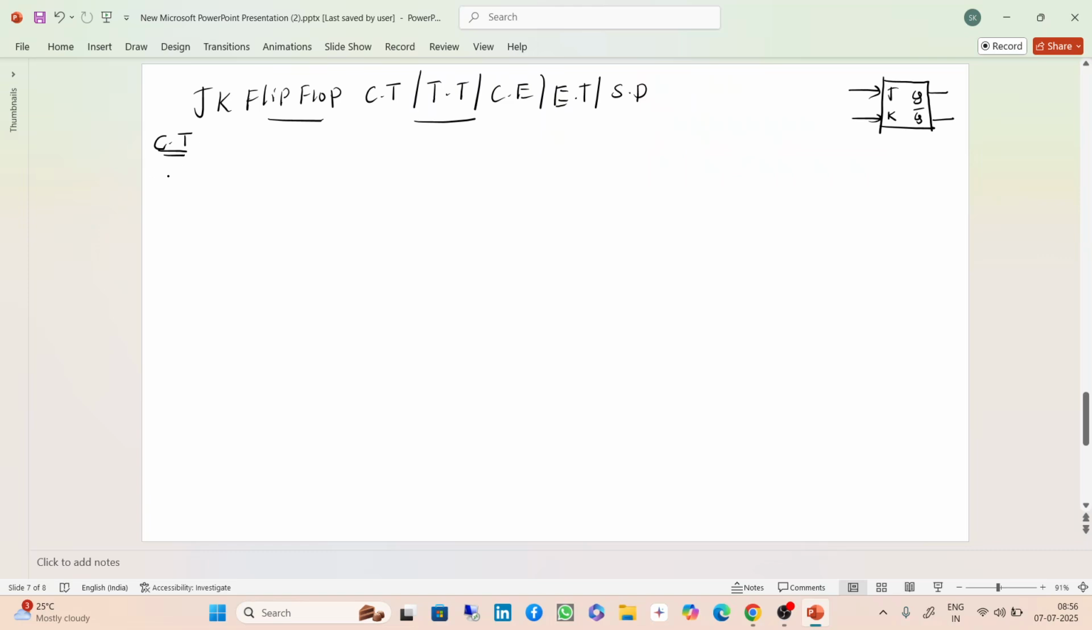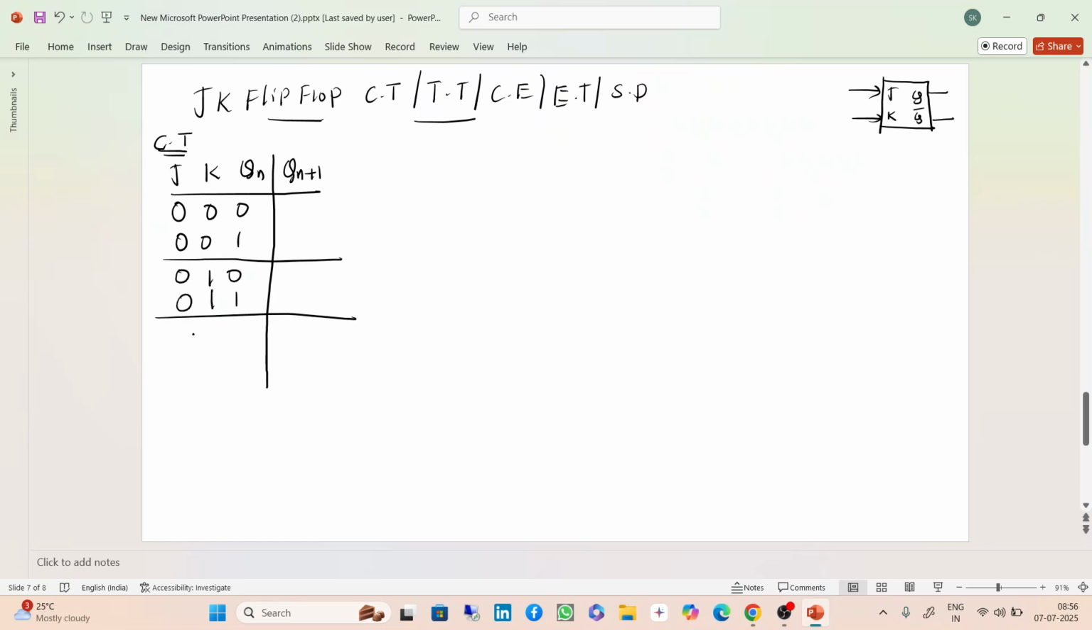Here the columns are J, K, Qn, and next state Qn plus 1. 0 0 0 0, 0 0 1 1, 0 1 0 0, 0 1 1 0, 1 0 0 1, 1 0 1 1, 1 1 0 1, 1 1 1 0. In the SR flip flop there is an unused state. That unused state we are going to use in the JK flip flop, so that's why we are going with the JK flip flop. This is the memory state, this is the reset state, this is the set state, and this is the toggle state.